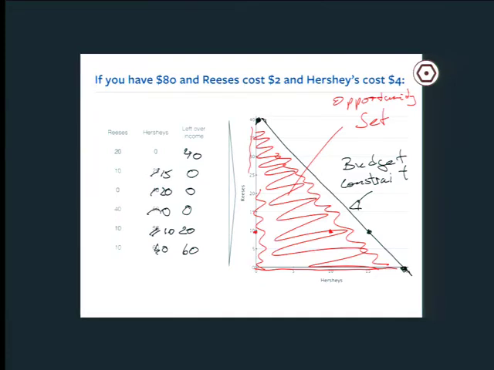Well, what about the northeast of this map? What about those bundles? Can I afford those? No, right? So pick any bundle here, 20 Reese's, 15 Hershey's, 15 times 4 is 60, plus 20 times 2 is 40. That's $100. You can't afford it.